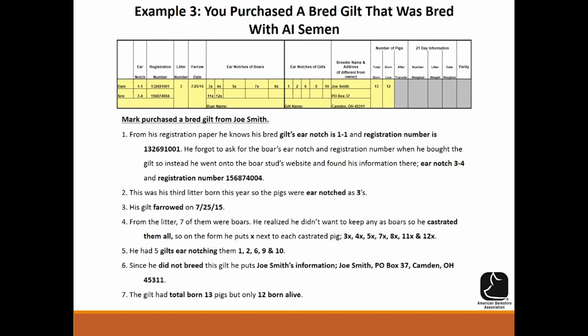Example 3. You purchased a bred gilt that was bred with AI semen. Mark purchased a bred gilt from Joe Smith. From his registration paper, he knows his bred gilt's ear notch is 1-1, and registration number is 132691001. He forgot to ask for the boar's ear notch and registration number when he bought the gilt, so instead he went onto the boar stud's website and found his information there. His ear notch was 3-4 and registration number 156874004.